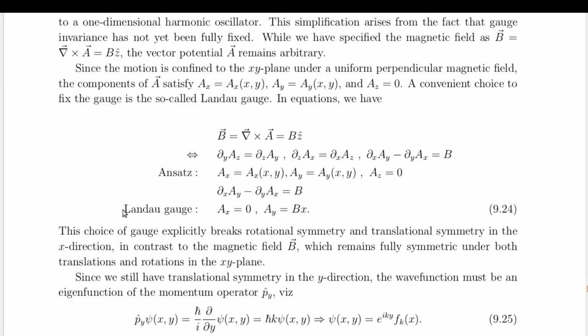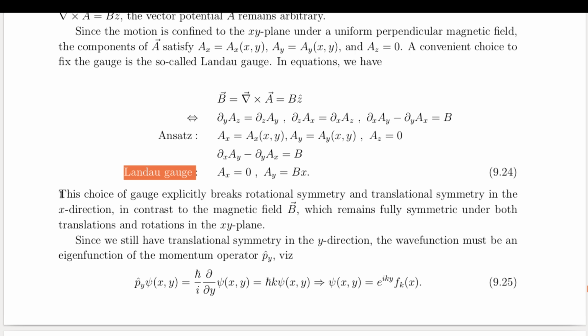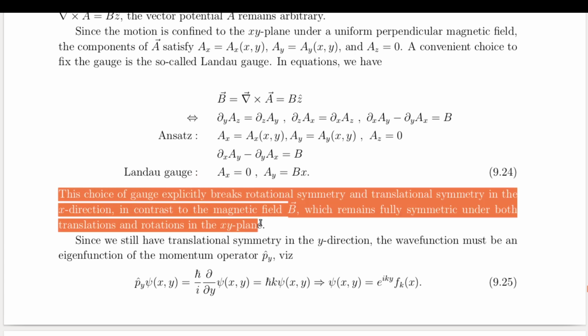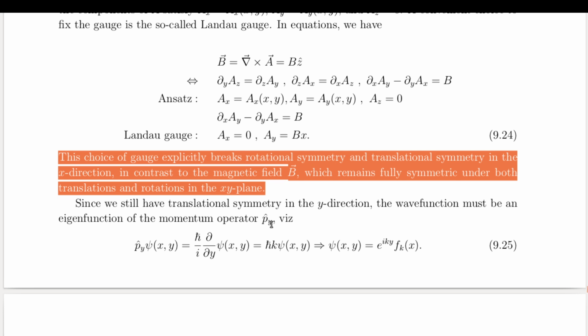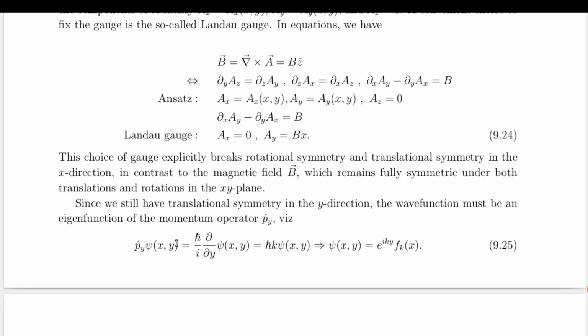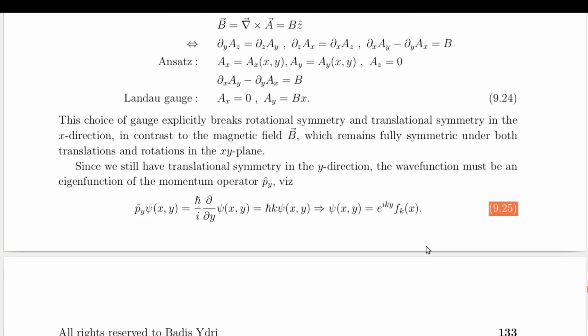We choose the Landau gauge such that translational invariance is broken in the x direction but preserved in the y direction. Since translational invariance remains in the y direction, the wave functions must be eigenfunctions of the momentum operator in the y direction, which is the generator of translations along y. The corresponding eigenvalues are given by h bar times the momentum k in the y direction. In other words, the wave functions must include a plane wave factor associated with propagation in the y direction.